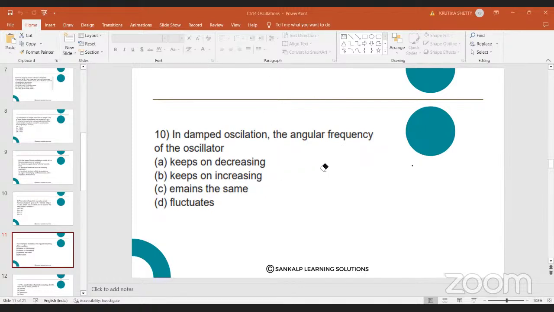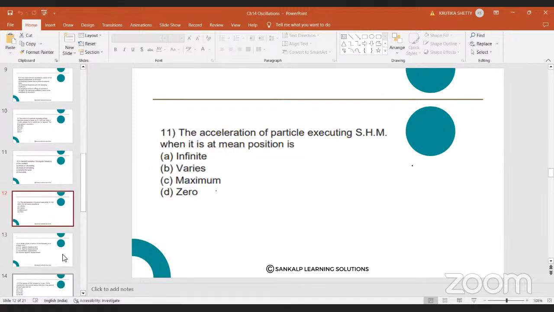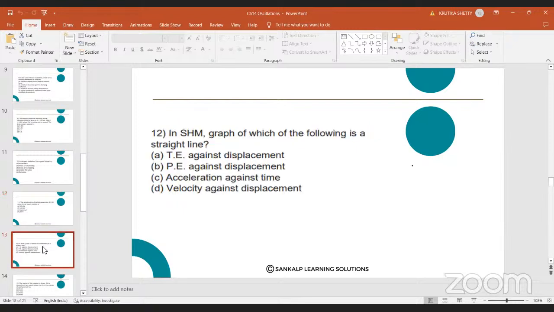So the next question I'll display. You can do it as homework. Otherwise, you can tell this. This is also a direct question: the acceleration of a particle executing SHM when it is at the mean position. So when it is at the mean position, is it infinite, varies, maximum, or 0? In the theory part, we have discussed this one. It is 0. Yes, very good. It is 0.